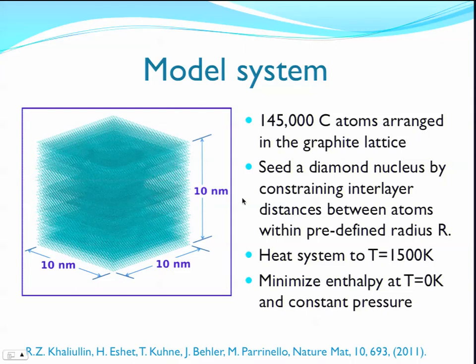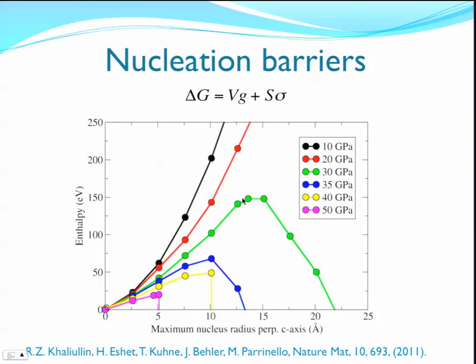So in this simulation box, we seed the diamond nucleus by constraining interlayer distances between atoms within some predefined radius. Then we heat the system to let surrounding graphite atoms settle around the constrained region, and then we minimize enthalpy of the system, or actually you can say energy of the system at 0 temperature. And these are the results that we get. So depending on the size of the diamond nucleus that we seed in the system, we have different energetics.